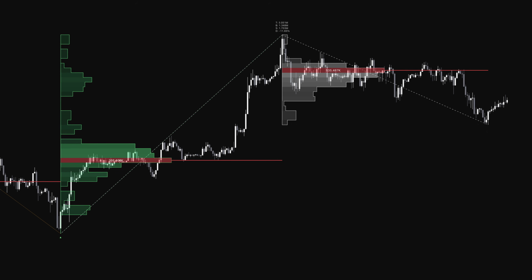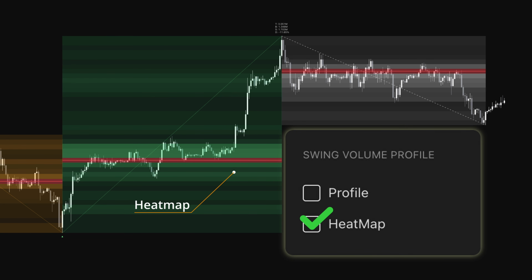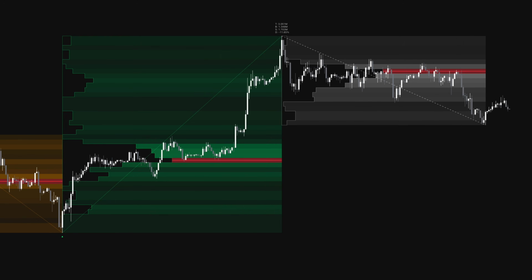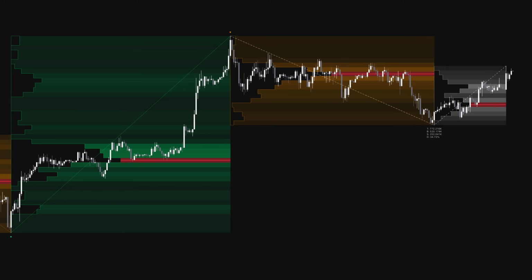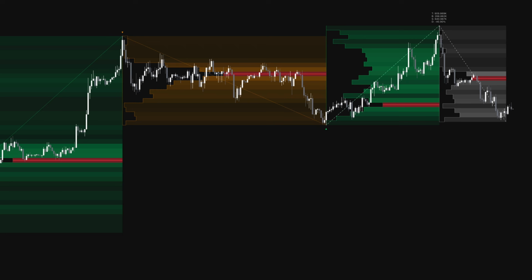Two display modes are available. The standard profile view renders the histogram as a polyline outline, with gradient-filled boxes. The heat map mode fills boxes horizontally across the full swing width, showing volume intensity as a color gradient rather than bar width. Both modes update in real time as the current swing develops, rebuilding on each bar until a new pivot confirms the direction change.